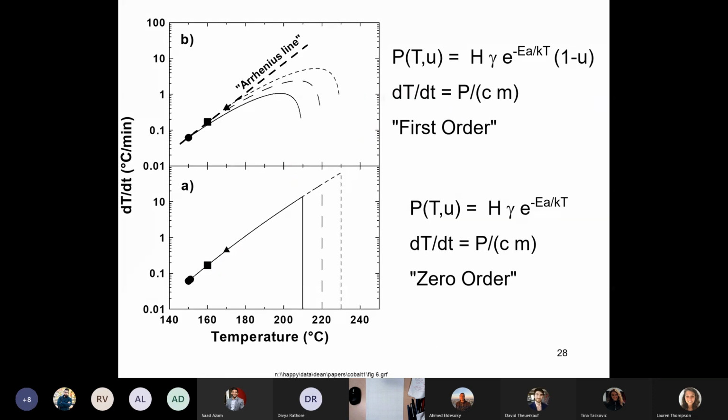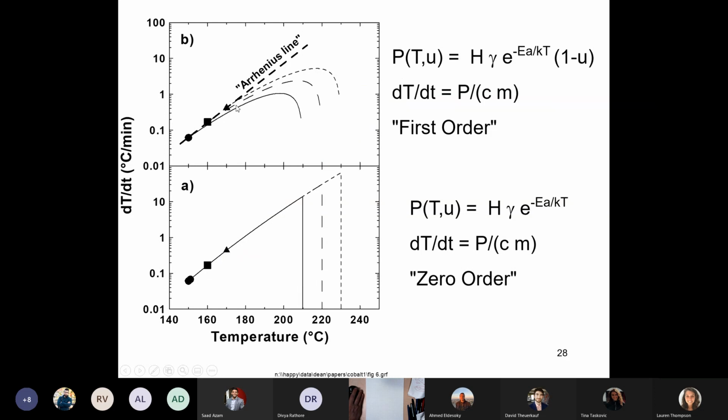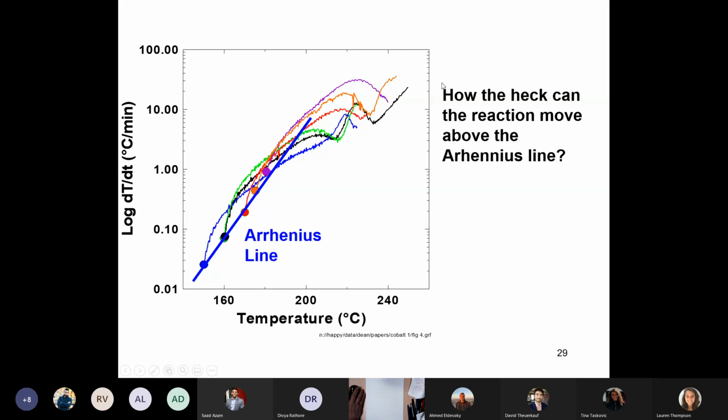Does anyone have any questions about that? Is what I'm saying clear, about the way the data looks quite different than the expectation of a first order reaction kinetics? So you have to ask the question, what the heck is going on here? Okay. How the heck can the reaction move above the Arrhenius line? I think there's a spelling error here. How does this happen?